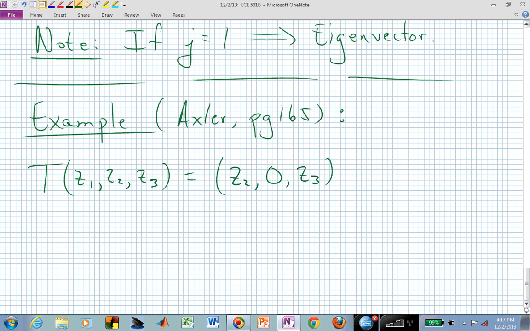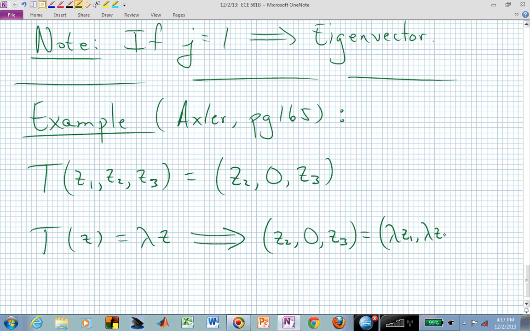Now, if we apply our eigenvalue-eigenvector relationship to this linear operator, which says that if we have a vector z, and we operate on that with T, then that should be a scaled version of that vector z. That's our eigenvalue-eigenvector relationship. Using that, Tz is just (z2, 0, z3). So that relationship says that (z2, 0, z3) must equal (λz1, λz2, λz3).